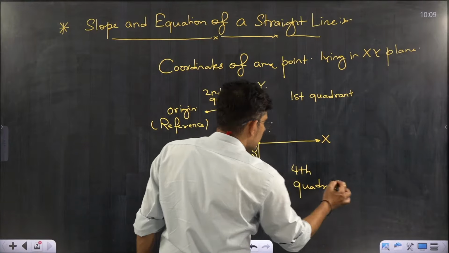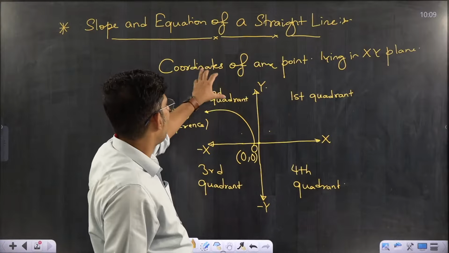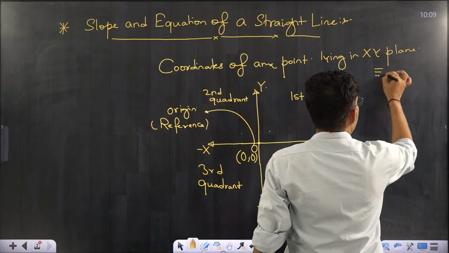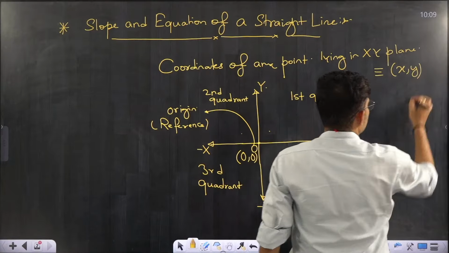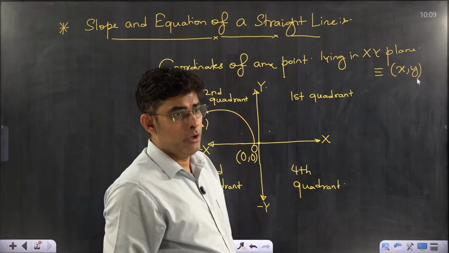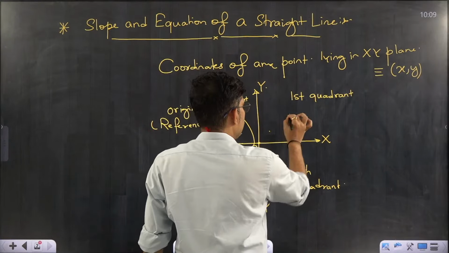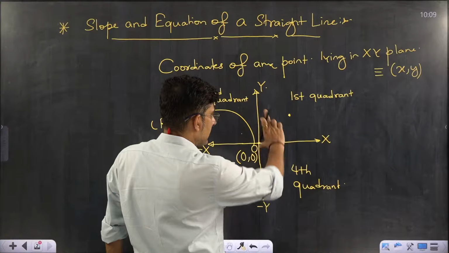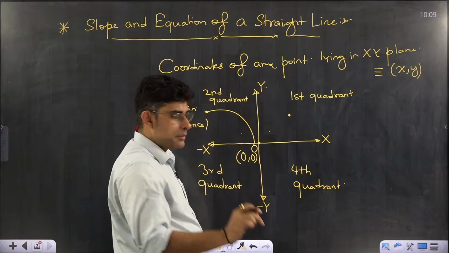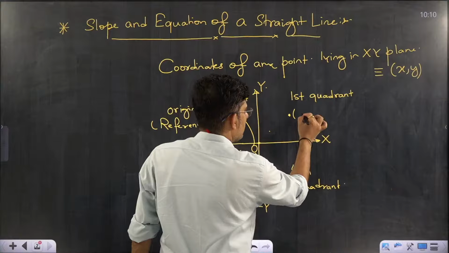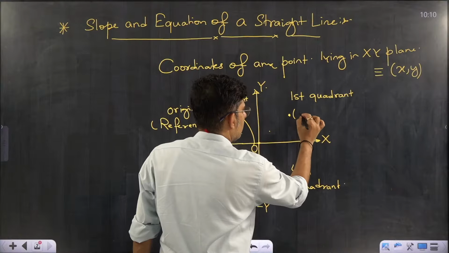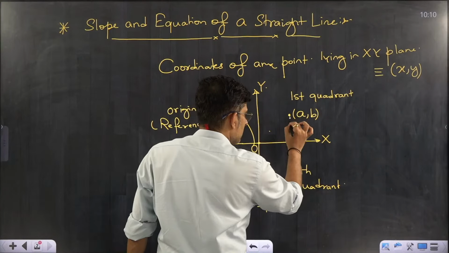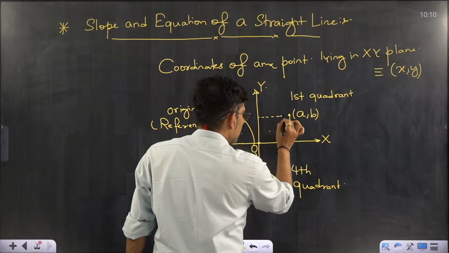Now what are the features of these quadrants? If I take coordinates of any point lying in the xy plane, we will denote that coordinate as x comma y. So here, if I select any point in the first quadrant, you can see that its x and y both are positive. So suppose I take this point, and suppose I name its coordinates as a comma b. You can see that what is a and what is b.